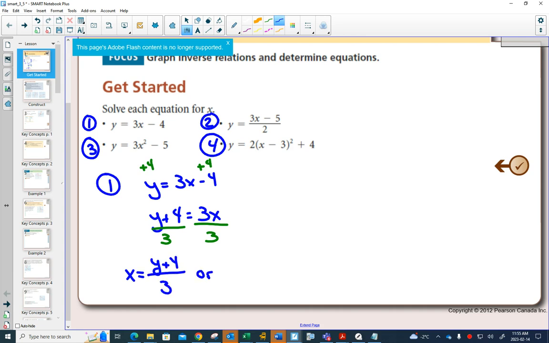This could also be written as 1/3 y plus 4/3. We could take each term and divide it by 3, and you get 1/3 y plus 4/3. So we got x by itself. That's what it means to solve each equation for x. I want you to do 2, 3, and 4. I will put the answers for those up in a bit.